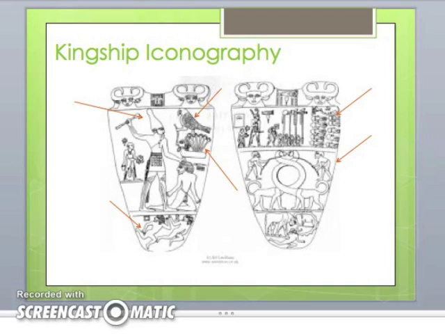So, kingship iconography. These are things that seem to be found in a whole bunch of places that seem to represent a ruler. Some of these iconographic images come from Mesopotamia. Some of them seem to have just come out of existence in Egypt. On this screen, I have a line drawing of the Narmer palette. So the first thing is the Horus bird, which there's an arrow pointing to.